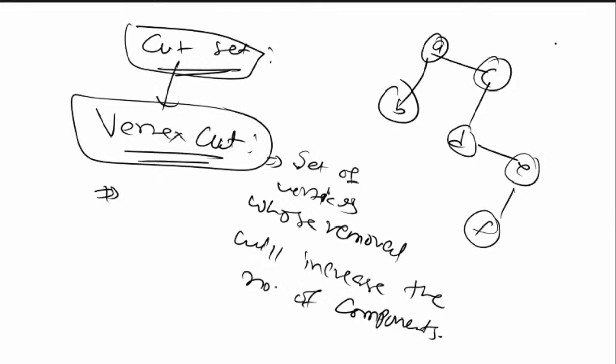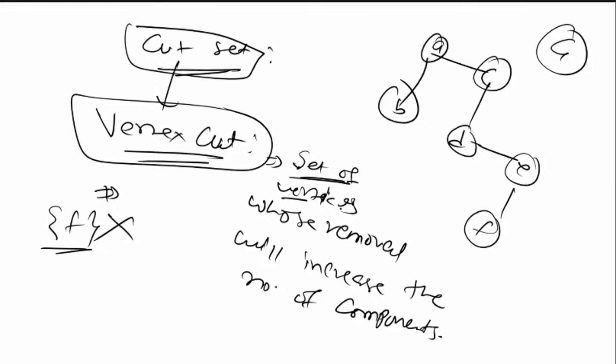You can see right now this graph has only one component. This is a connected graph, so there is only one component. Now if I remove f, let's see whether this f is a cut set or not. If I remove this f, then what will happen? After removing this f, still there is only one component, so this f is not a cut set, because cut set means set of vertices whose removal will increase the number of components.